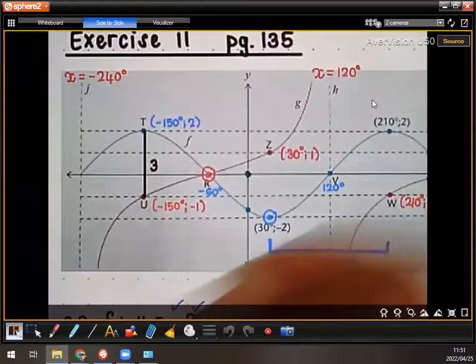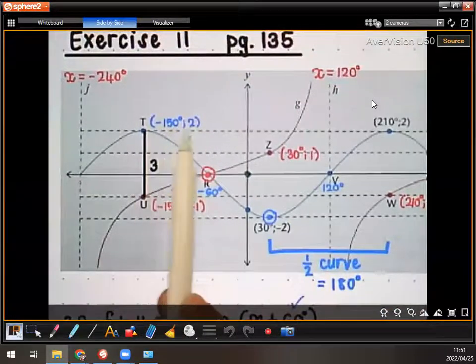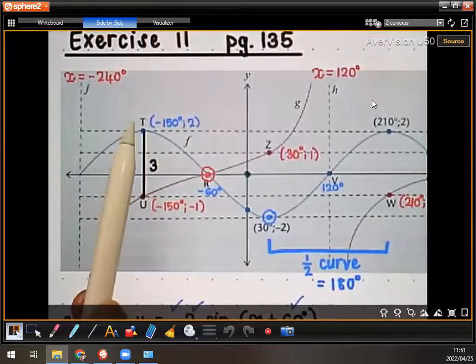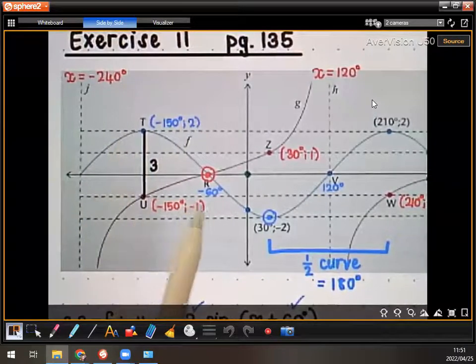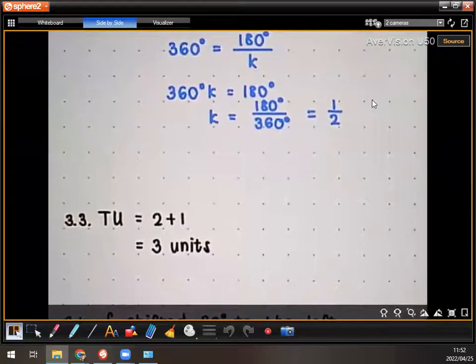From T to U, that's 2 units there. I know that because that point T has a y value of 2. So that means that that is 2 units up. U has a y value of negative 1, so that is 1 unit down from there. So altogether, that is 3 units. All right, so I wrote here 2 plus 1, but you actually could have just written TU equals 3 units. That's fine, we get full marks for that.